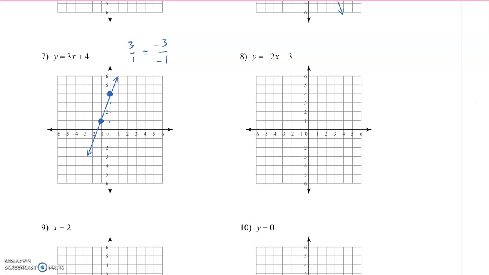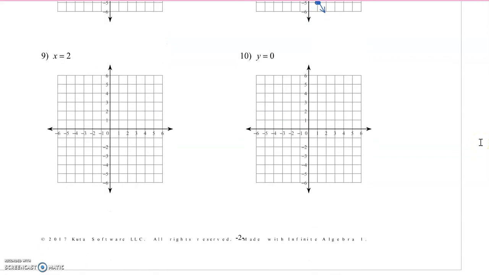Okay, next one, I got a y-intercept of negative 3. I've got a rise over run, negative 2 over 1, so I can go down 2. Let's see, negative 2 over 1, some people like that. So I can go down 2 plus 1, that would be over there, and something like that. Okay.